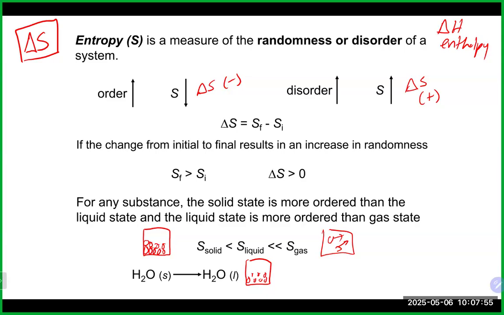As we look at ice going to liquid water, that is going from a more ordered state to a more disordered state in the liquid. We would expect delta S here to be more positive, because we're increasing the amount of disorder.